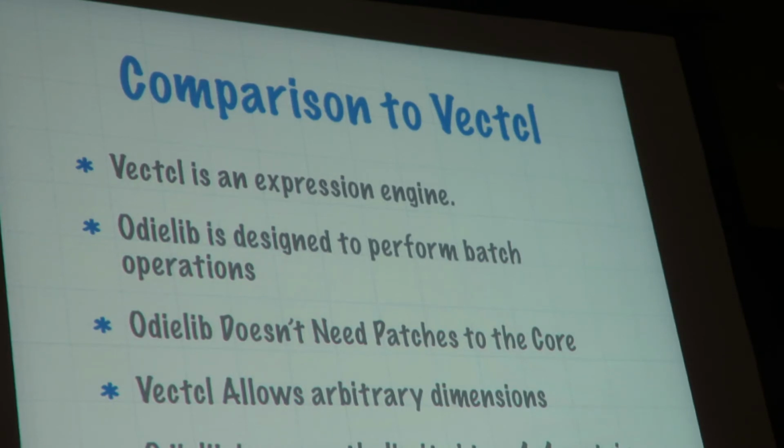Now, at first glance, it seems like a lot of duplication of what Vectel is doing, but he's really targeting something else. Vectel is an expression engine, and Odielib is more designed to perform batch operations really fast. I also don't need to patch the core, and Vectel allows you to do more than 2 dimensions, so you have actually n dimensions that you can work with. So it's much more for doing high-level tensor sort of arithmetic, and Vectel is really not ideal with 4x4s, and then I just kind of make them smaller or bigger, depending on what you expect the output to be.